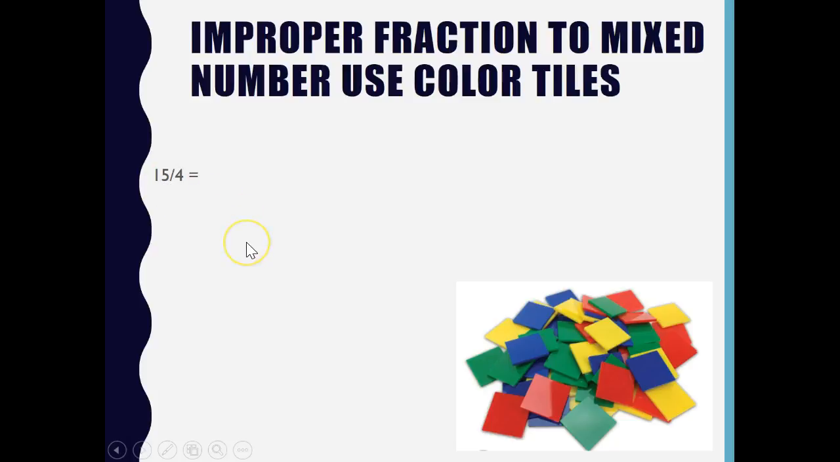So if we have groups of 4 and we shade in 15 of them, notice we're going to have 3 that are going to be whole pieces, and then we have 3/4 left over. Again, have the kids actually make these and see what's going on. Then once they do that, they'll see that we're only dividing 4 into 15, and we have a full number of 3, and then we have 3 pieces left over, 3 out of 4, so that we have our answer of 3 3/4.